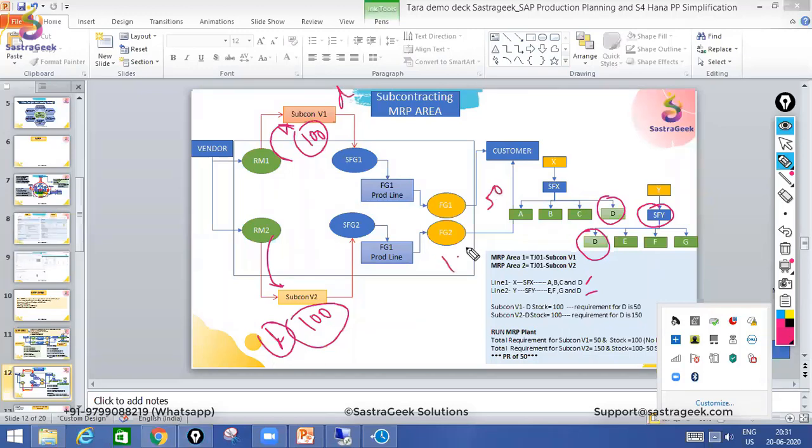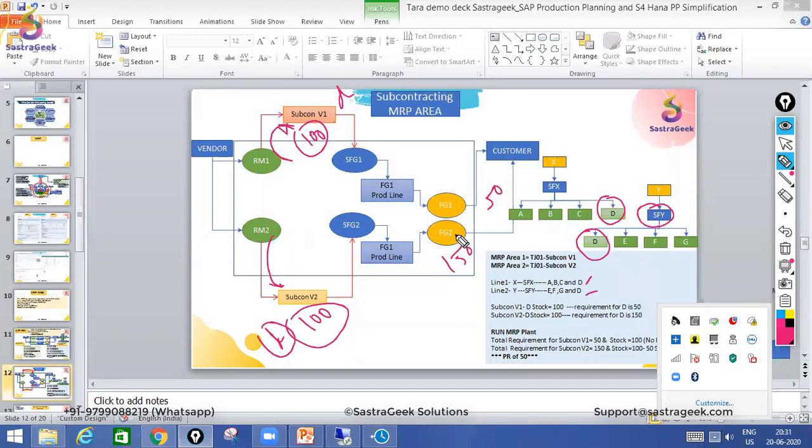Same scenario. I don't have finished material stock, so the system will do the planning and check whether the production material is available or not. It will do the MRP calculation, and it will come to know we need to send material to the subcontractor. Now in this case, in our first production line, we need to send 50 material to the subcontractor. But the subcontractor already has a stock of 100. So the system is saying no need to send.